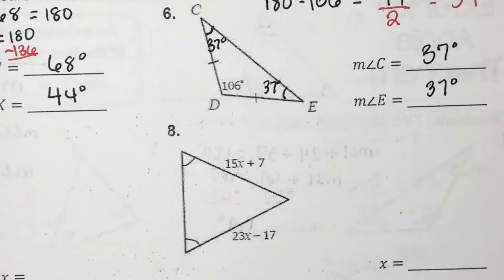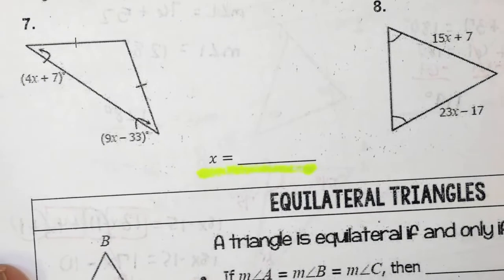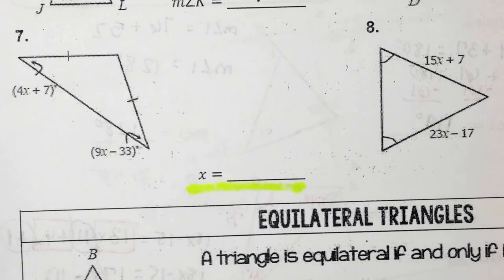Moving on. Number seven. Based on what we talked about with isosceles triangles just now, Zach, what equation would you write for number seven?